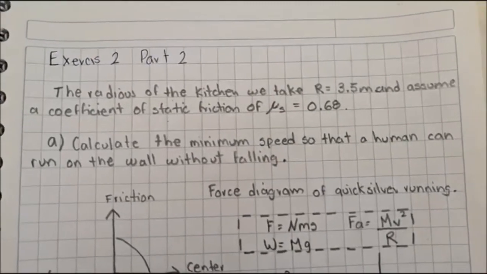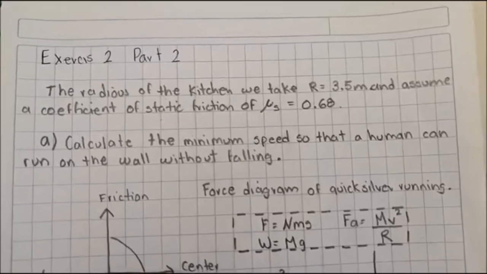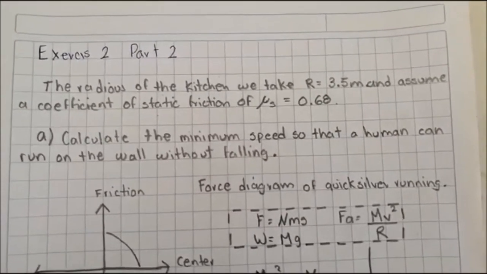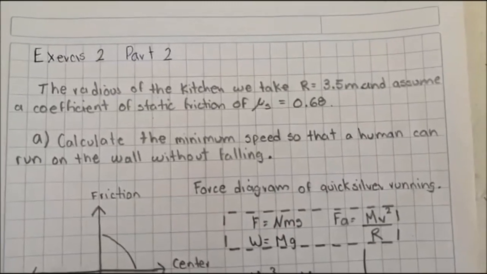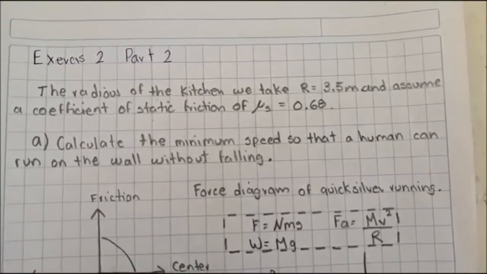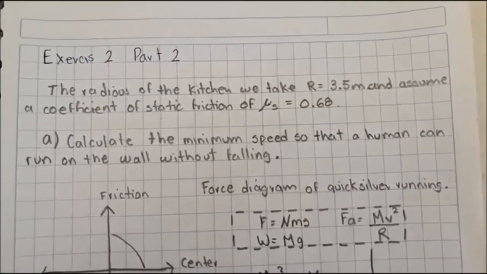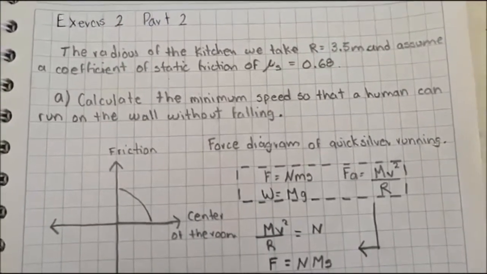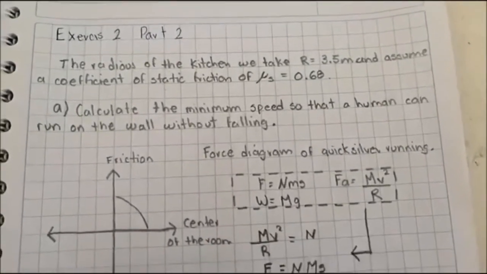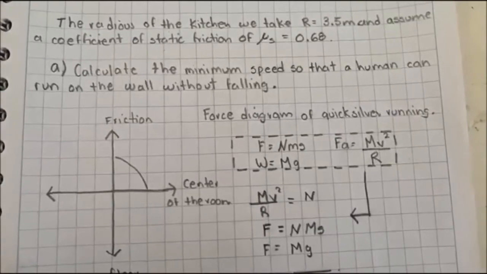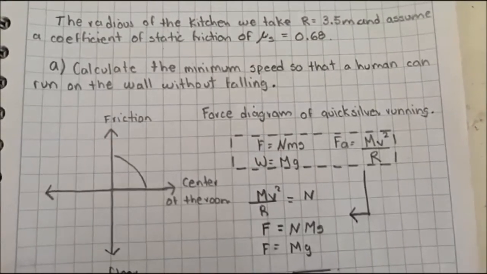First, we need to analyze the available data of the exercise. In this case, it says the kitchen radius is equal to 5 meters, and we assume that the static friction coefficient is 0.68. The first problem requires us to calculate the minimum speed a human can run.